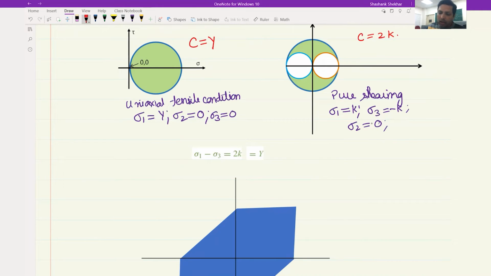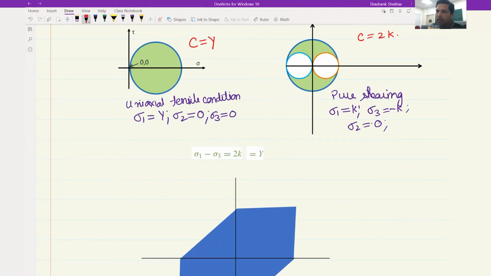And this also gives us another relation between the yield strength and shear strength. So here we see that y is equal to 2k. On the other hand, in the previous case, we had y equal to root 3 k. So there is a slight difference, and that is dependent upon how we have derived the two equations.